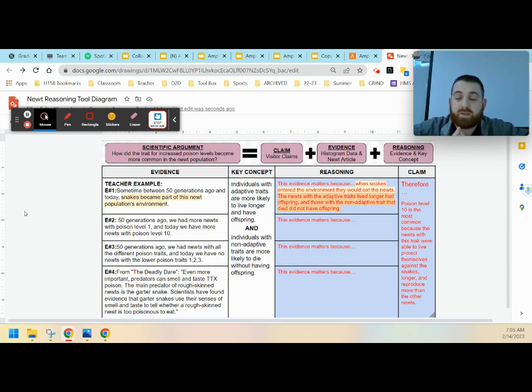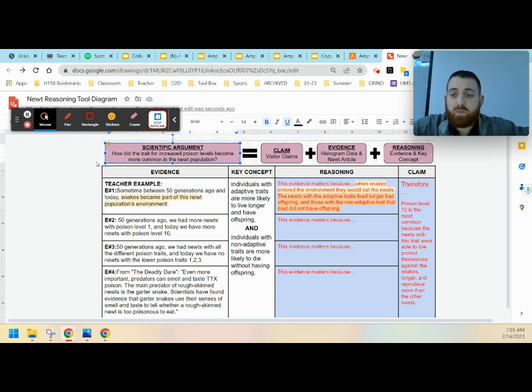Hey everybody, Mr. Regan here, and today we're going to be looking at how we're going to be using our new reasoning tool to help us develop and create our scientific argument that explains how did the trait for increased poison levels become more common in the newt population.